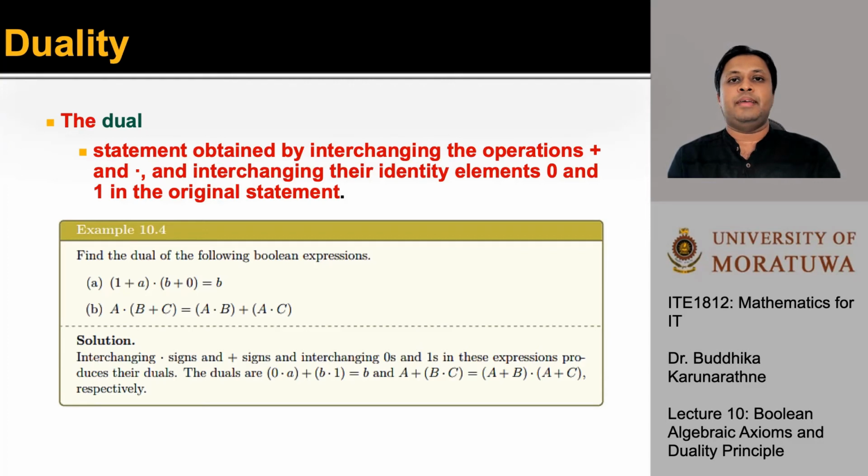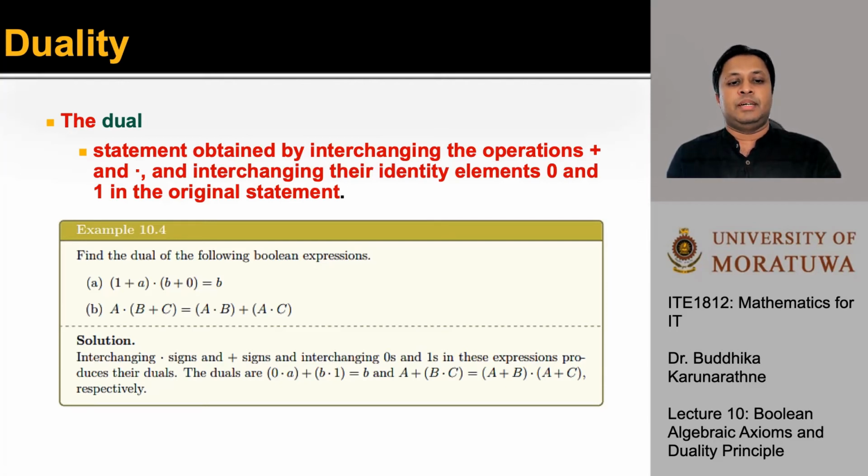So in part A, you see a 1 plus a dot b plus 0 is equal to b, and this is a Boolean expression, and you are required to find the dual. What do you do? You have to interchange plus with dot, dot with plus, and 0 with 1 and 1 with 0. So for the statement A, you get the dual as 0 dot a plus b dot 1.